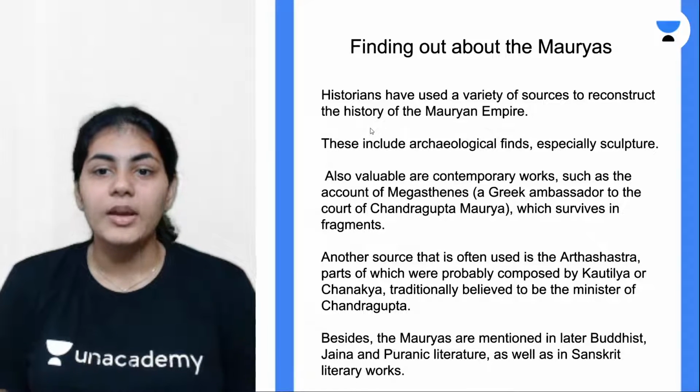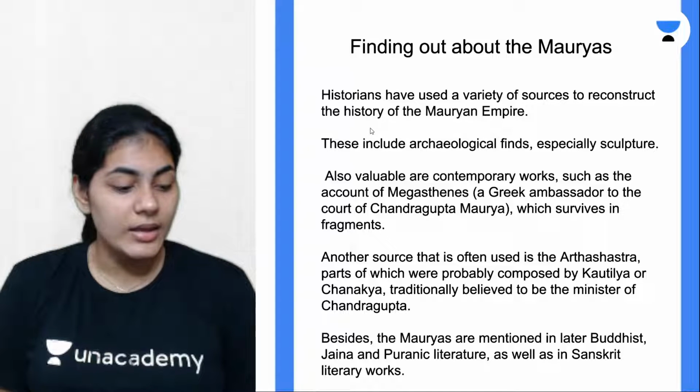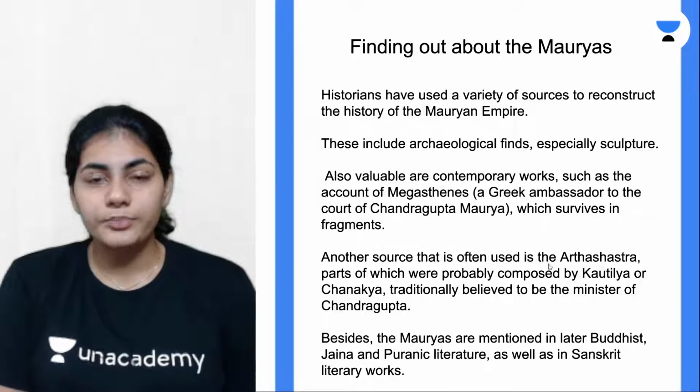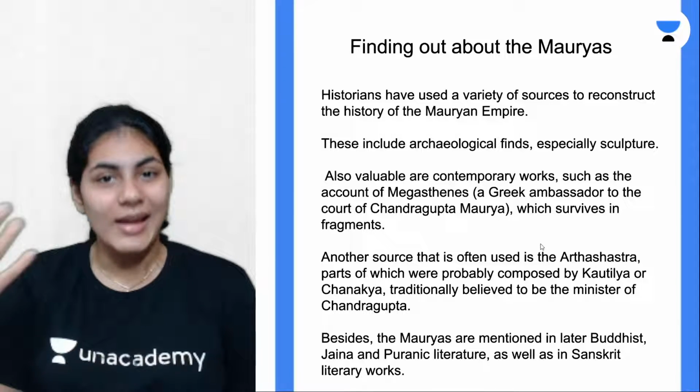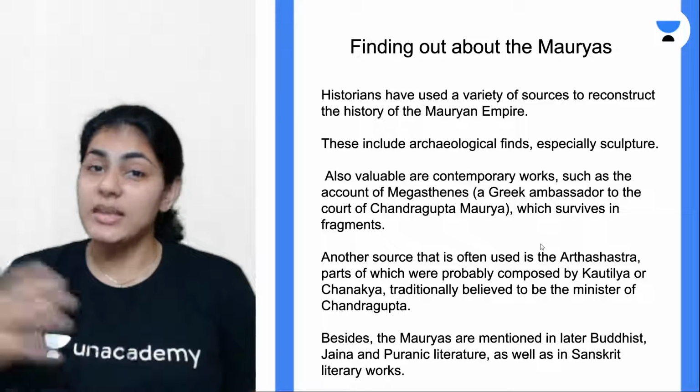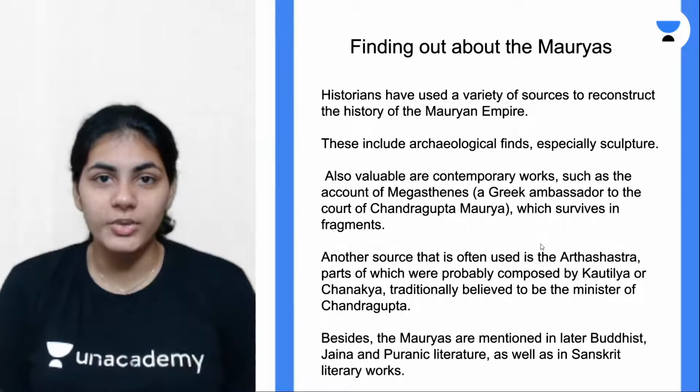Another important source is the Arthashastra. The Arthashastra is written by an Indian himself, whose name is Kautilya or Chanakya. He is also known as Vishnugupta.